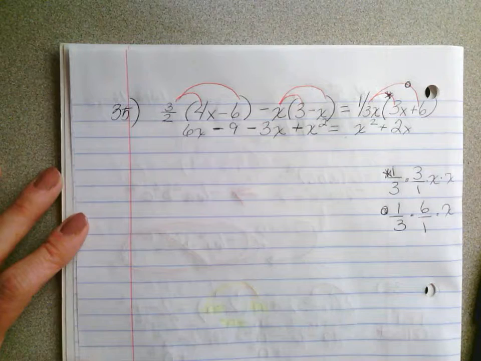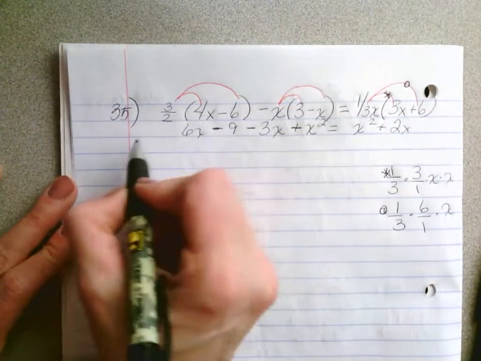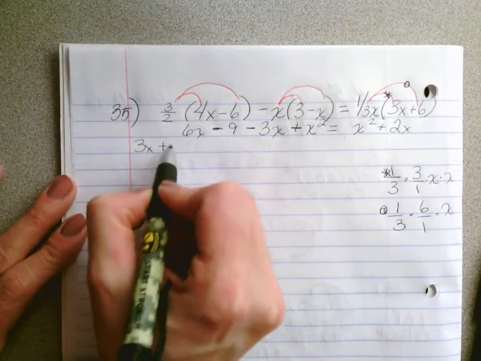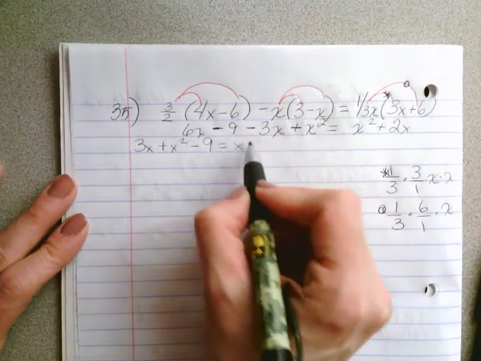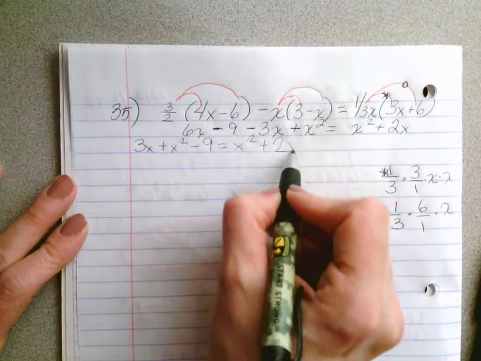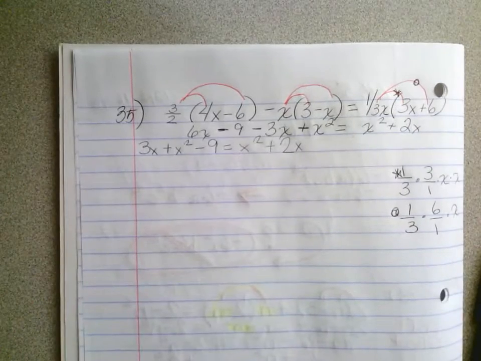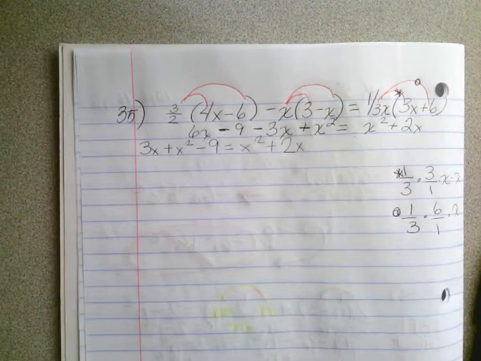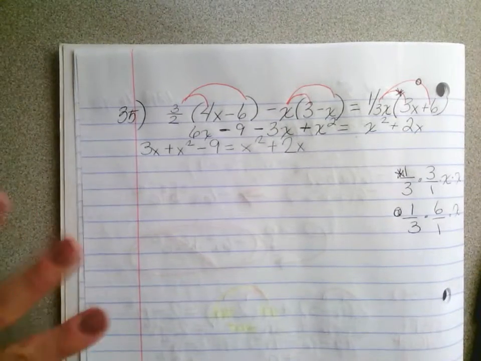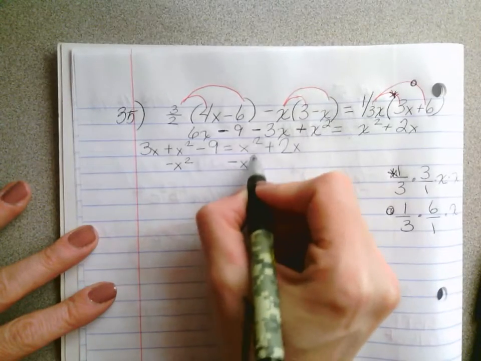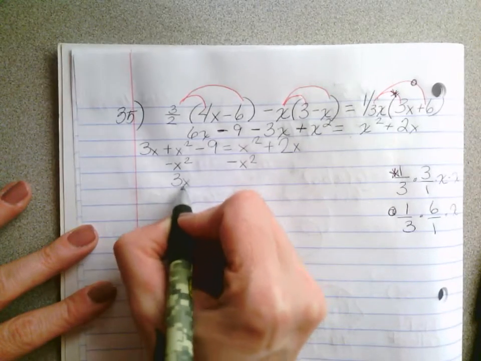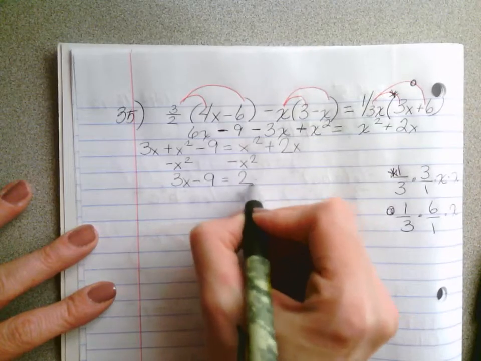All right, collect like terms, shall we? So what do we get? 3x plus x squared minus 9 on the left, x squared plus 2x on the right. Your x squareds are going to cancel each other out. And you're going to end up with 3x minus 9 being equal to 2x.